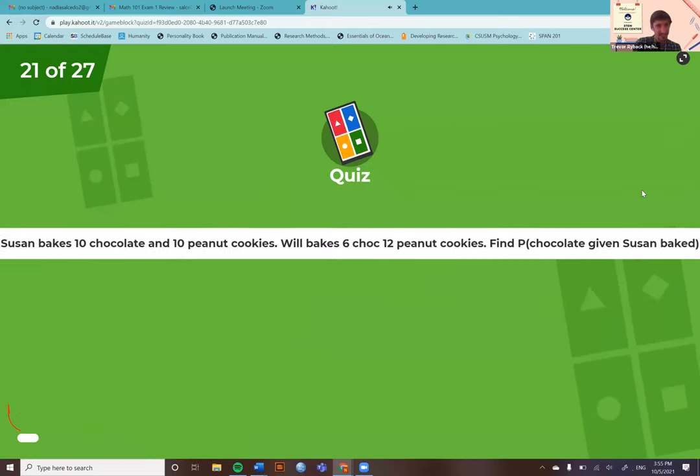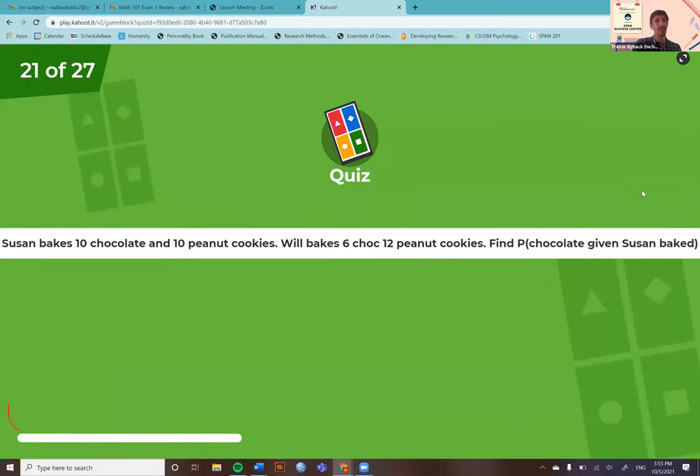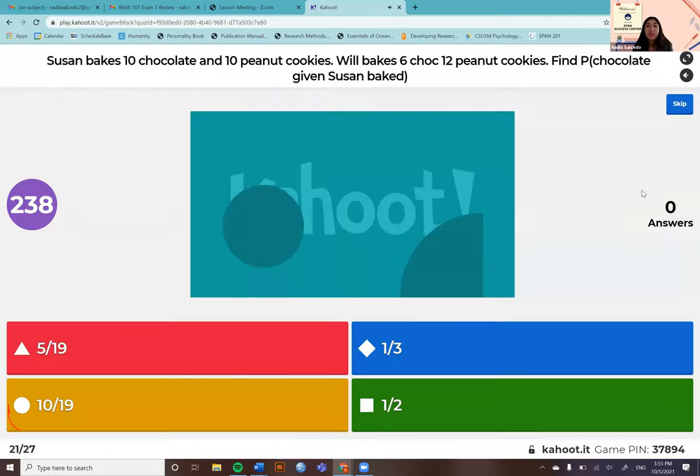Okay. Susan bakes 10 chocolate and 10 peanut butter cookies. Will bakes 6 chocolate and 12 peanut butter cookies. Find the probability of chocolate given that Susan baked it.